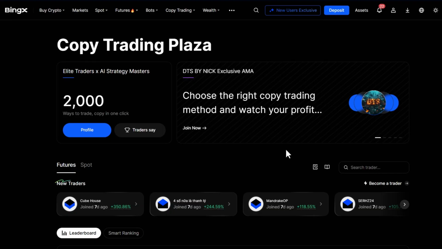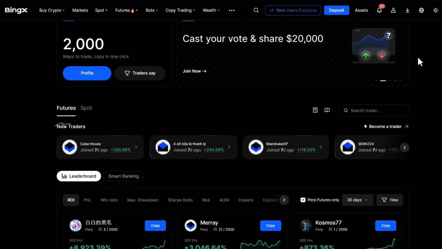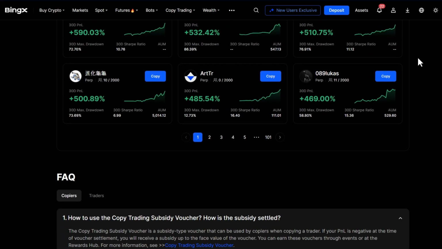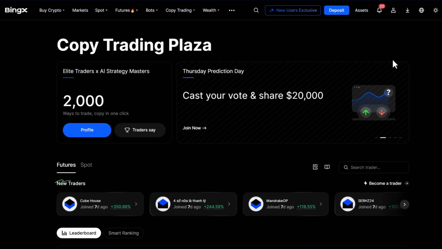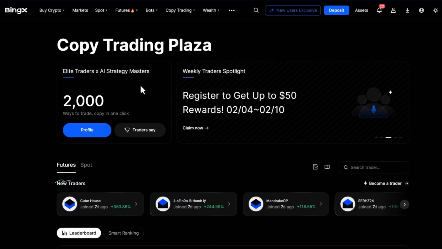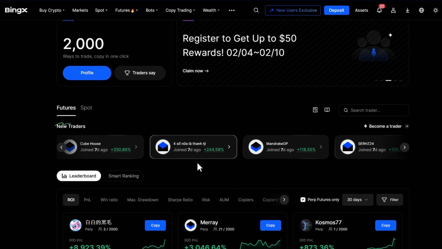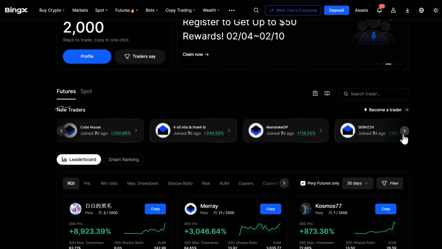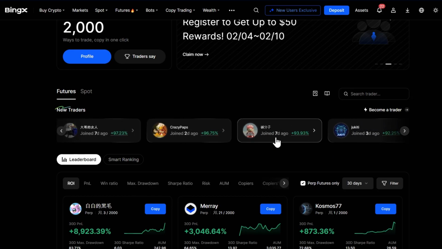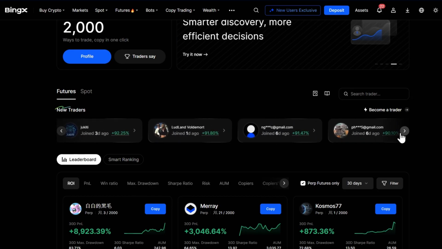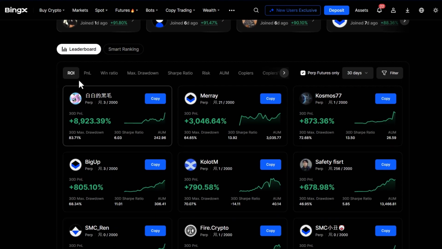Click on futures copy trading to enter the dashboard. Once you're in the futures copy trading dashboard, you'll see several sections. Now look, this might seem a bit overwhelming at first, but I'm going to break down everything you need to know. At the top, you can see your profile section, which shows your current copy trading performance, equity, and realized profits. Below that, you've got the new traders section, which highlights traders who recently joined the platform and are showing strong early performance. Then you have the leaderboard, which is where you'll spend most of your time.